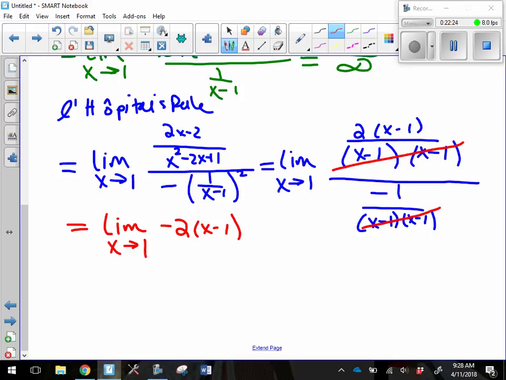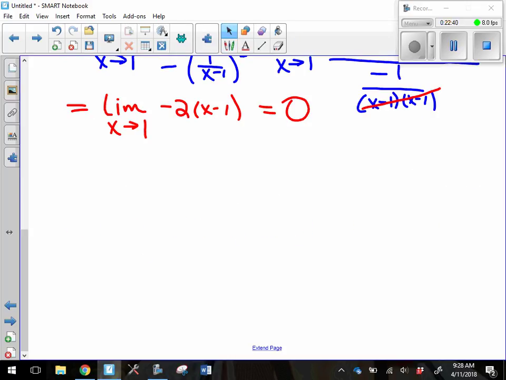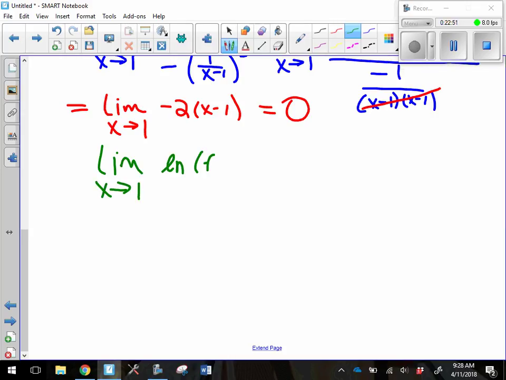And again, I substitute in. And what do I get when I substitute in? But what you have to remember is what you just figured out was that the limit as x goes to 1 of the natural log of f of x is equal to 0. Not the limit as x goes to 1 of f of x. Okay.